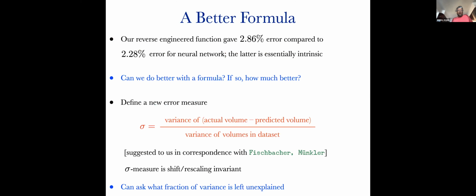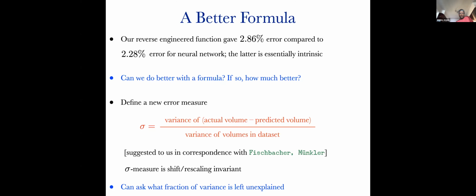So we can ask, our reverse engineered function gives an error of about 3% compared to 2.3% for the neural network. And the error in the neural network is essentially intrinsic to the nature of the data set because the Jones polynomial wasn't uniquely identifying. We can ask whether we can do better with some other formula. We essentially eyeball the formula and we curve fit to that. So is there a way to assess how well we're doing? We can define new measures that do this. Fischbacher and Munkler were in communication with us to suggest these new measures.